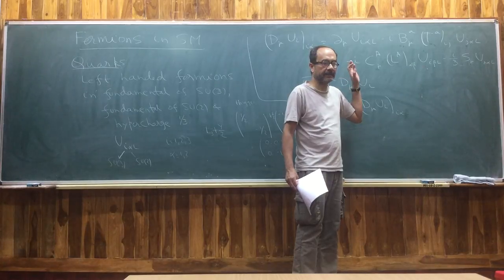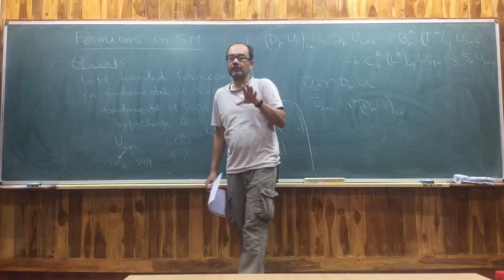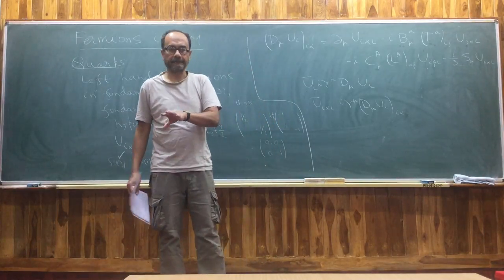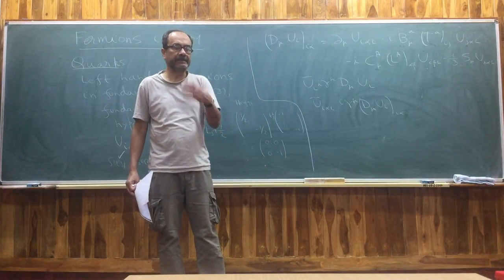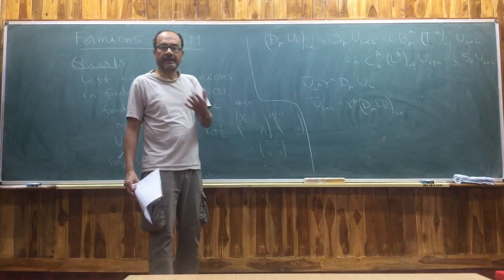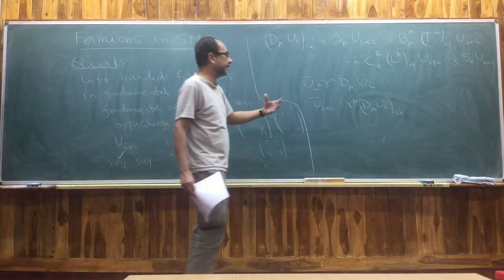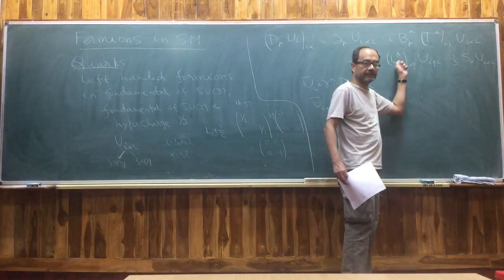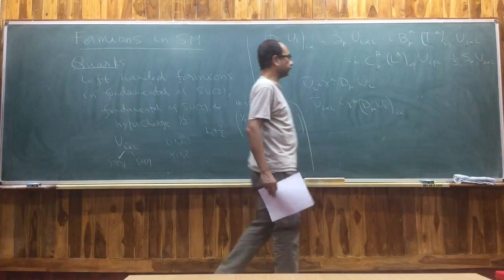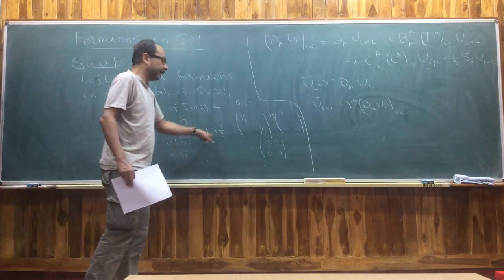Is this point clear? Specifying the transformation law is equivalent to specifying how it couples to the gauge fields. Just like specifying the charge of a fermion for a U1 tells you how it couples to the gauge electromagnetic field, here the generalization of that is specifying the representation for non-abelian fields. Okay, so now let's see what this becomes, L3 plus Y by 2.